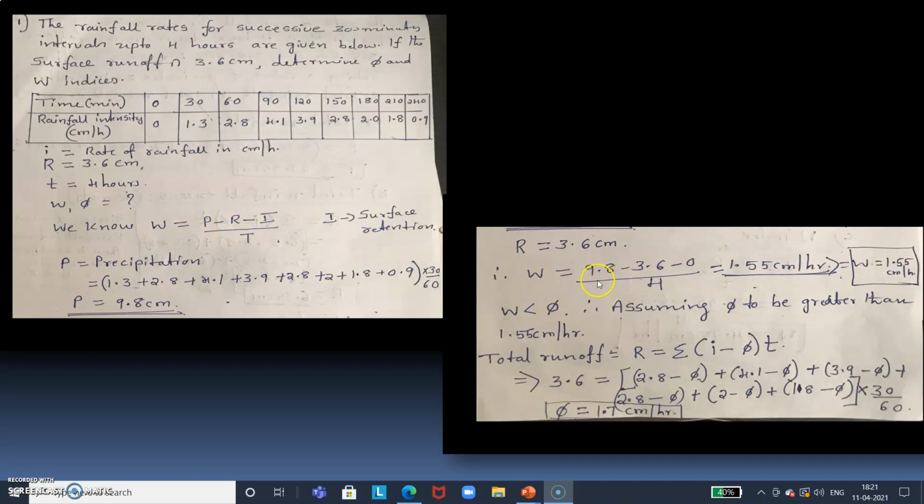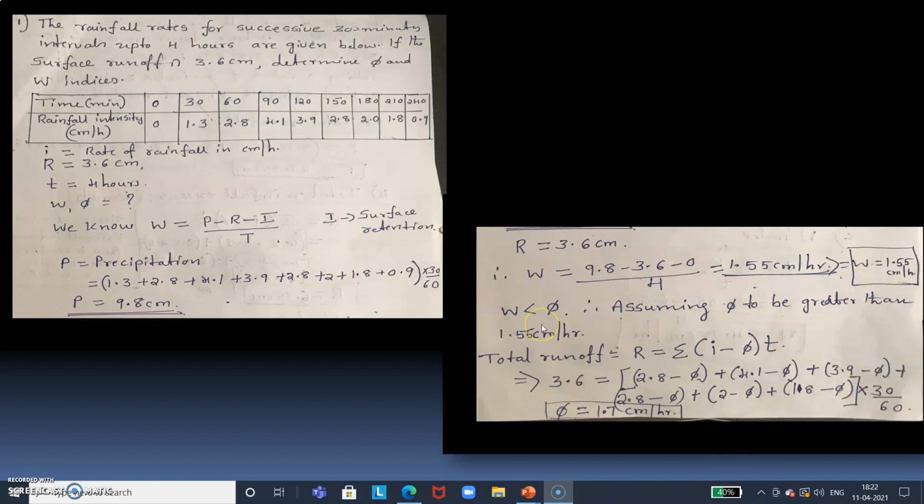W = (P minus R minus I) divided by T. P is 9.8 centimeter and R is given as 3.6 centimeter, minus 0, divided by T, which is the interval up to 4 hours, so that is 4. Simplify and calculate, you will get 1.55 centimeter per hour, the W index. Now W index is 1.55 centimeter per hour.